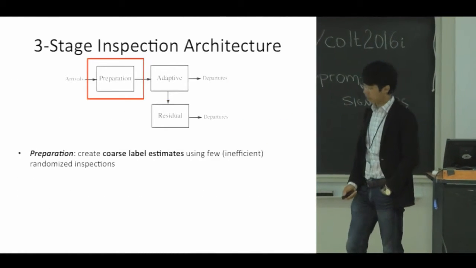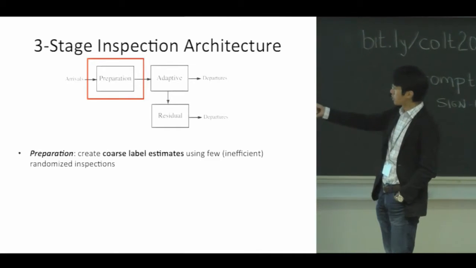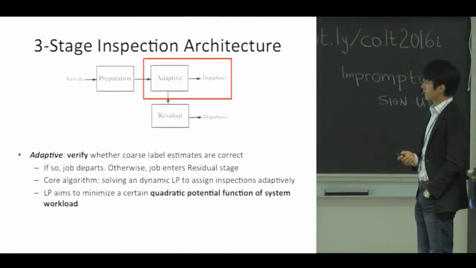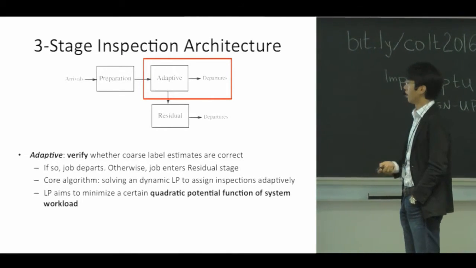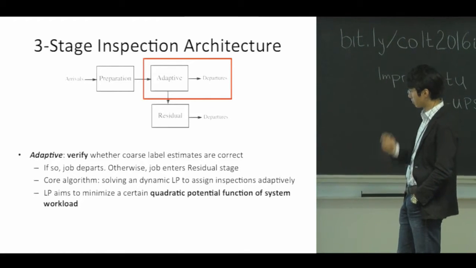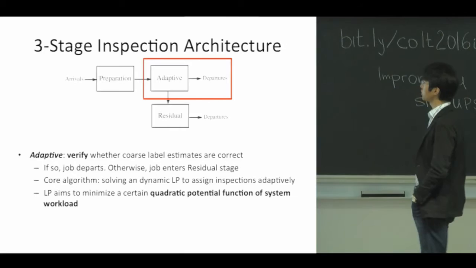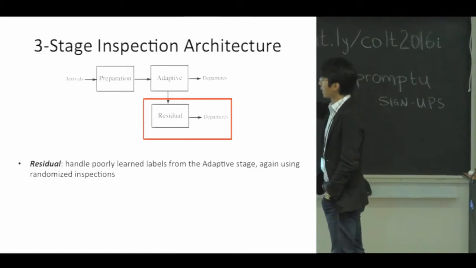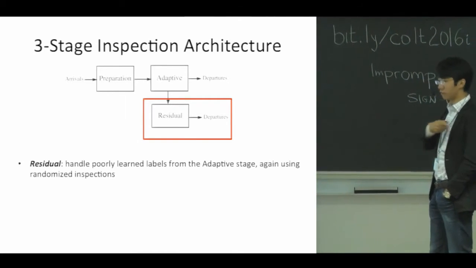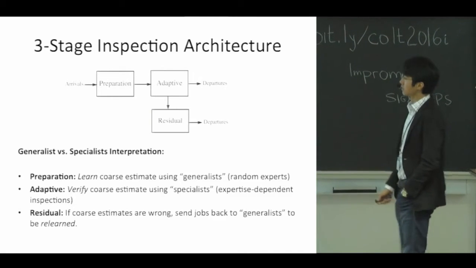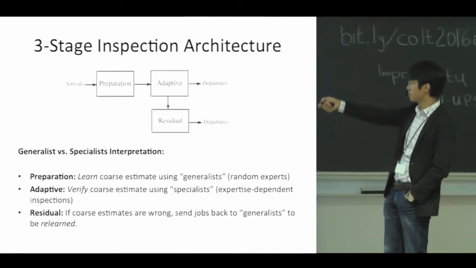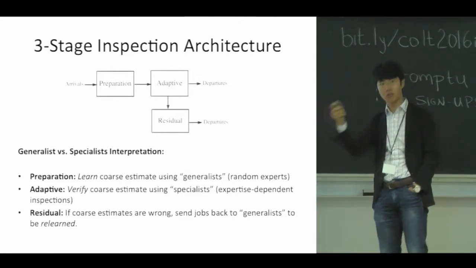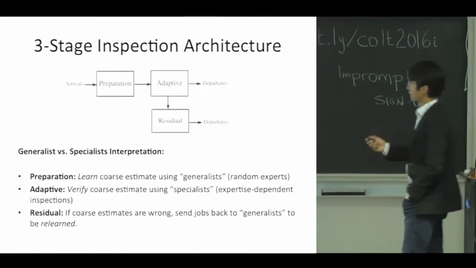The algorithm itself utilizes a three-stage structure. In the first stage, we create a coarse label of all the jobs by using randomized inspections from experts. In the second stage, we use these coarse labels to bootstrap an adaptive policy that aims to minimize a quadratic potential function of the aggregate system workload. Hopefully everything can be done in that stage, but if things go wrong, we route the jobs back to a third stage to relearn their labels, and finally everybody departs from the system. At a very high level, it's a dichotomy of generalist versus specialist. We route jobs first to a generalist, and then to a specialist, and if things don't work out, we route them back to the generalist again until everything is labeled correctly.